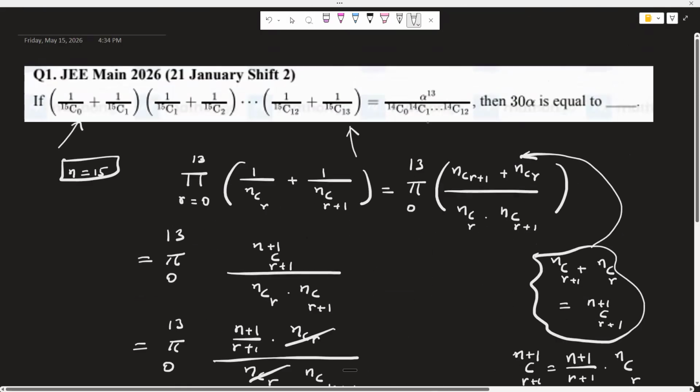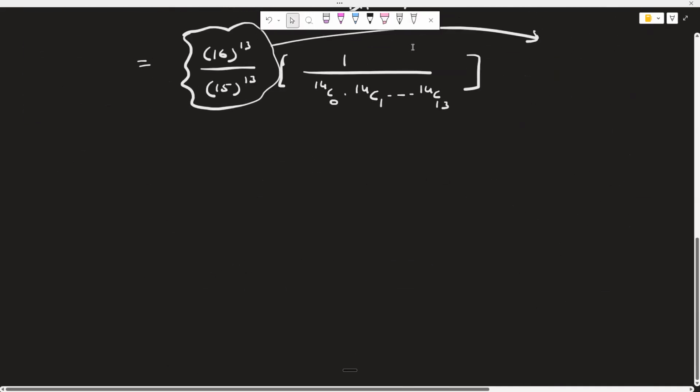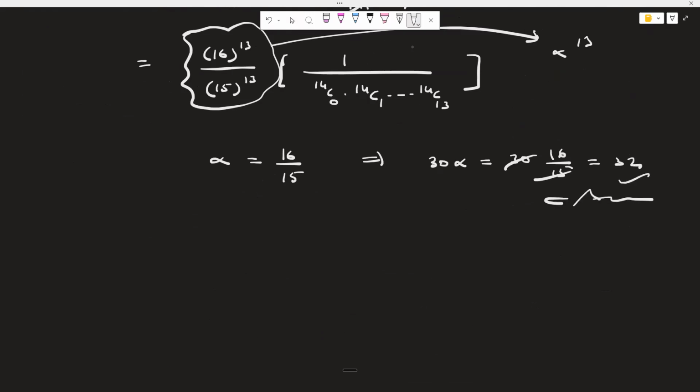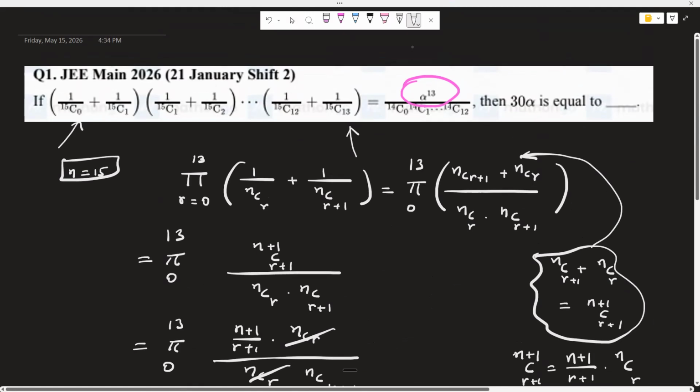So here they are saying this is alpha power 13. Take a look at the question: they are saying alpha power 13. So alpha value will be 16 by 15, which implies 30 alpha means 30 times 16 by 15. 2 times cancel. 32 is the answer of this question, so you can fill in 32.